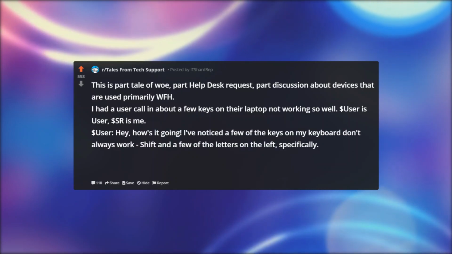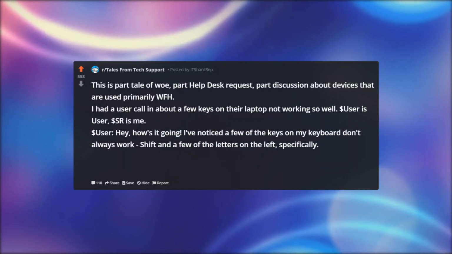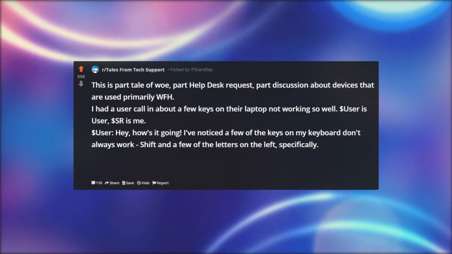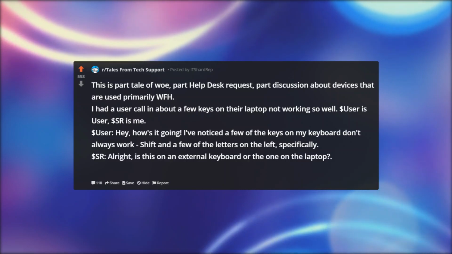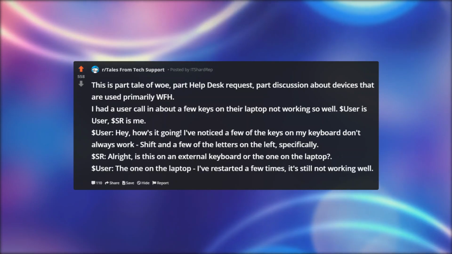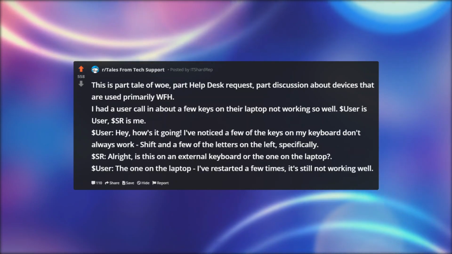Dollar user: Hey, how's it going? I've noticed a few of the keys on my keyboard don't always work. Shift, and a few of the letters on the left, specifically. Dollar SR: Alright, is this on an external keyboard, or the one on the laptop? Dollar user: The one on the laptop. I've restarted a few times, it's still not working well.